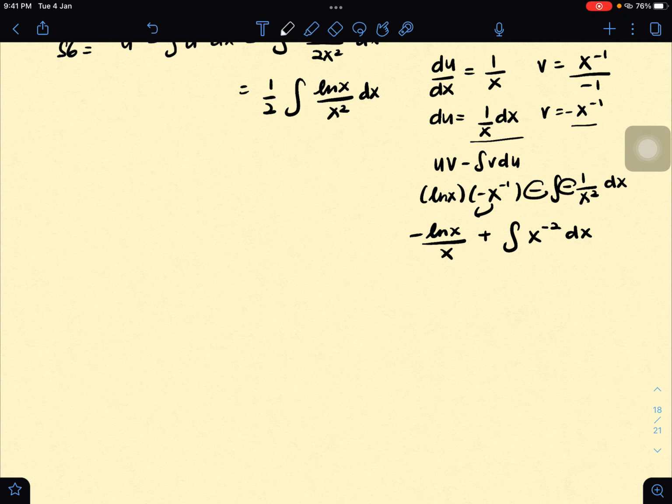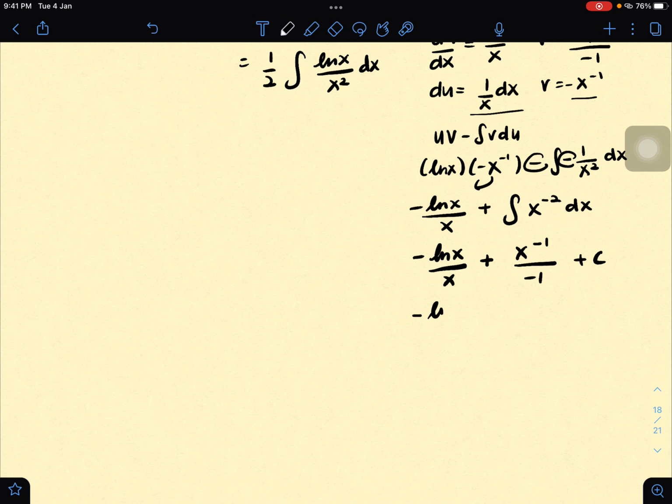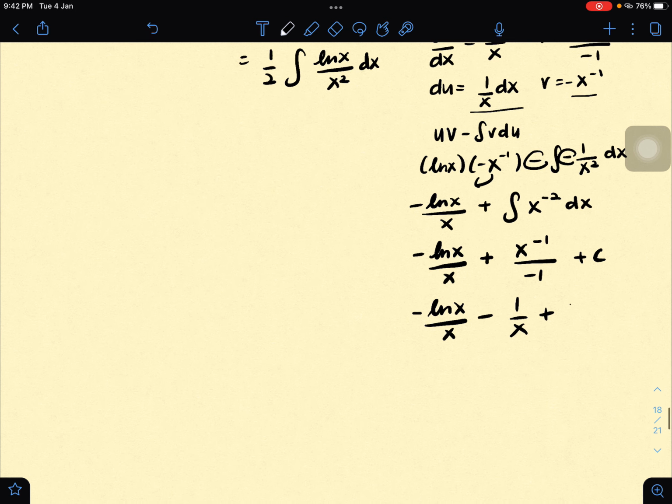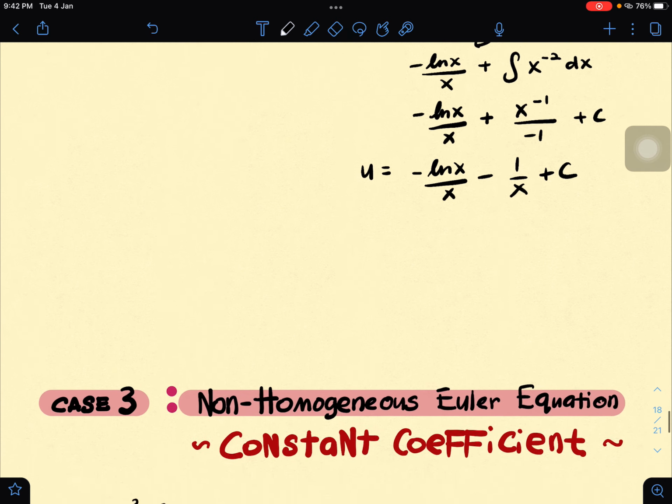Okay, apa yang awak akan dapat adalah negative ln x over x tambah dengan x kuasa negative 1 bahagi negative 1 plus c. So we have negative ln x over x tolak x kuasa negative 1, tolak 1 over x, sama dengan 1 over x plus dengan c. So this one is your u. Baru dapat u. Sekarang kita nak cari v.